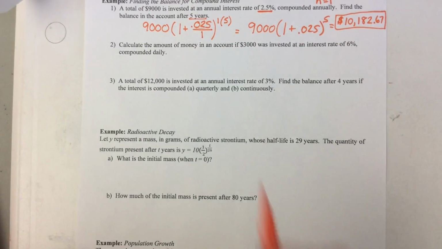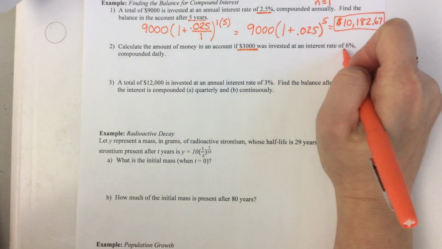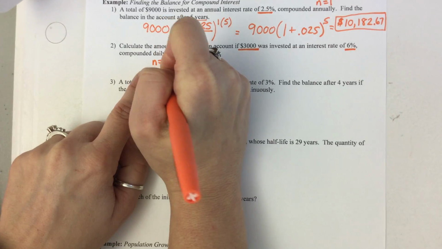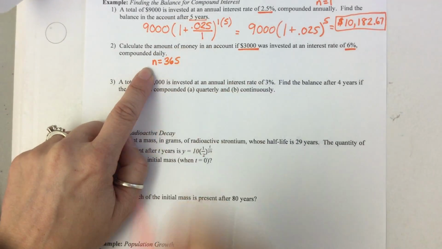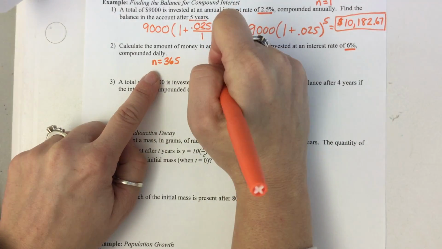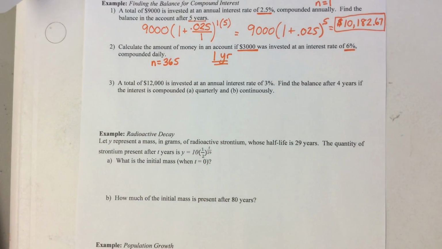Calculate the amount of money in an account if $3,000 was invested at an interest rate of 6% compounded daily. That means that n is 365 because there are 365 days in a year. And let's do this for a time of 1 year. Okay, so you're going to keep your money in the account for 1 year.